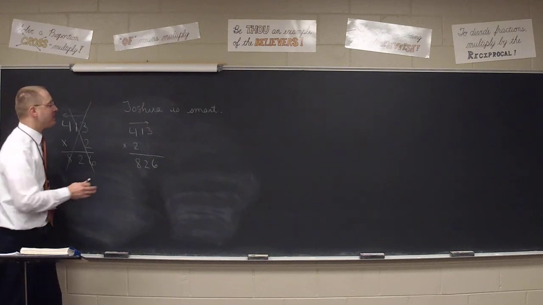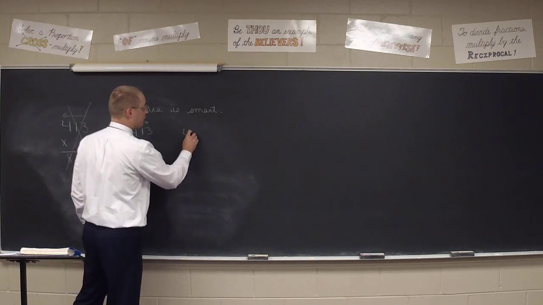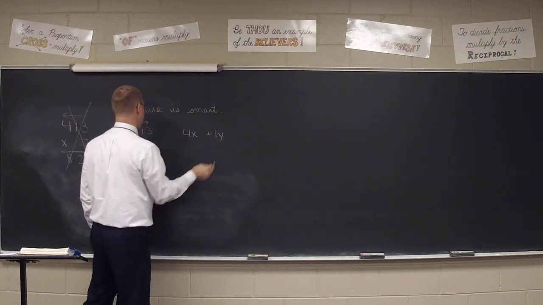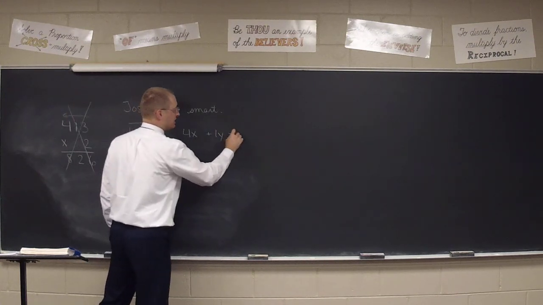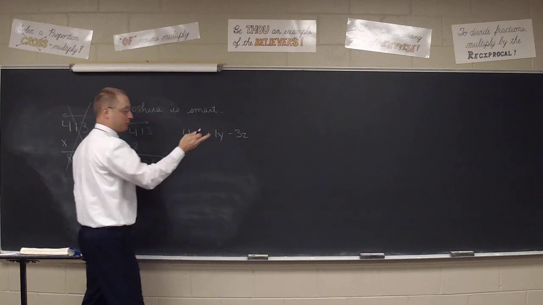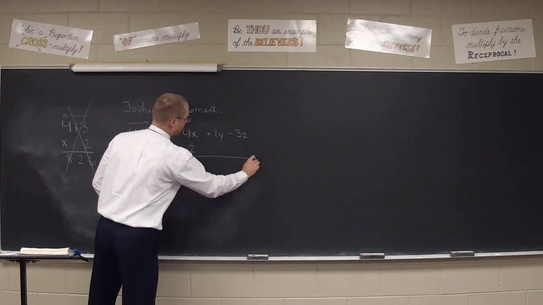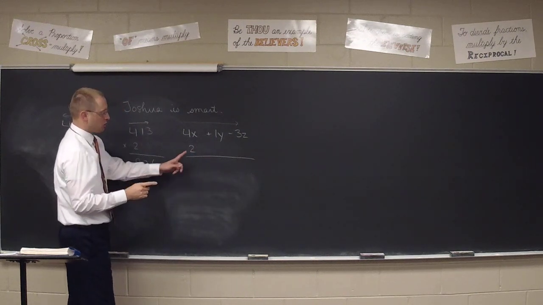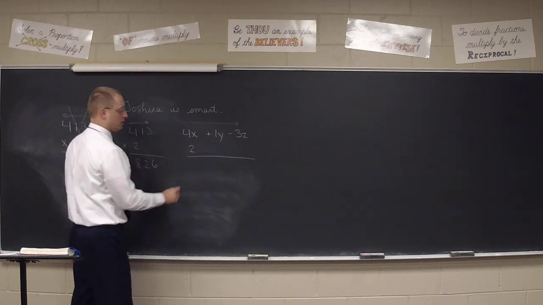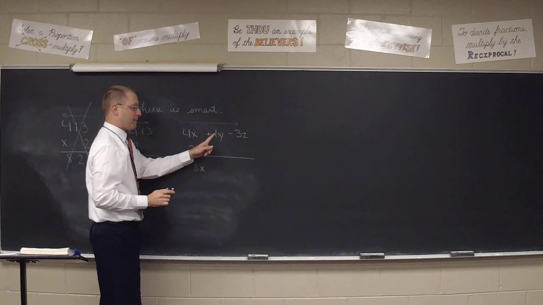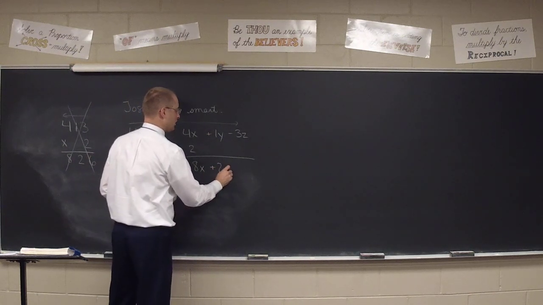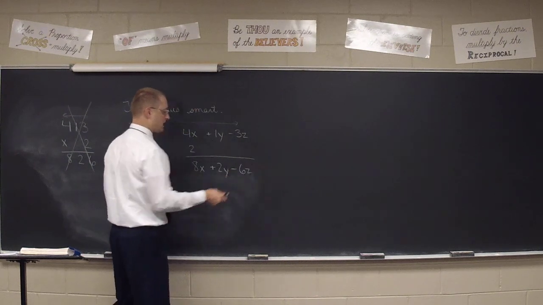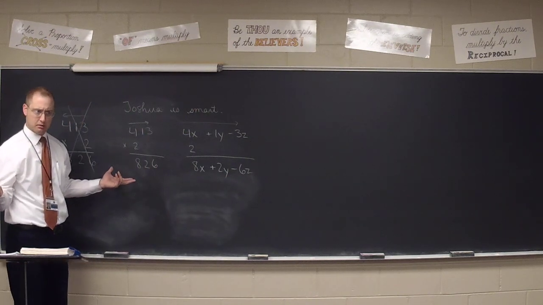For instance, maybe instead of a 400, maybe it's a 4x. Maybe instead of a 110, maybe this is a 1y. Maybe instead of 3 units, this is a negative 3z, let's mix it up. And I wanted to multiply by 2. I'm going to multiply this direction. 2 times 4x, 8x. 2 times 1y, 2y. And 2 times negative 3z, that's negative 6z. I can multiply just that way. Does that make sense? Okay.